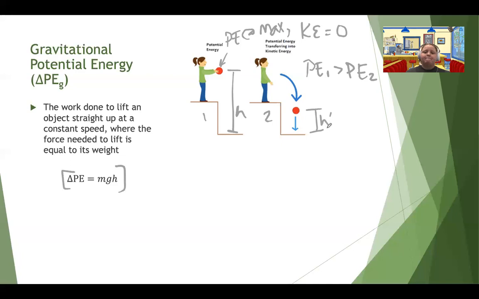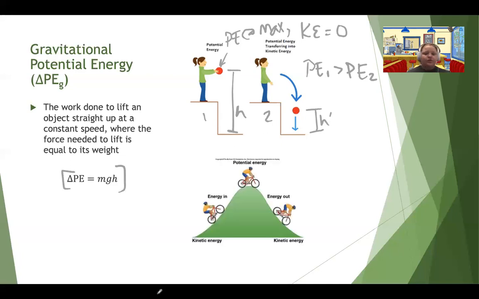I will go ahead and show another example where there's an energy in, or the guy is pedaling up this hill, and we have kinetic energy, we have some kind of motion. At that peak, the potential energy is going to be at its maximum, and then we have energy out, and again, that turns into kinetic energy.